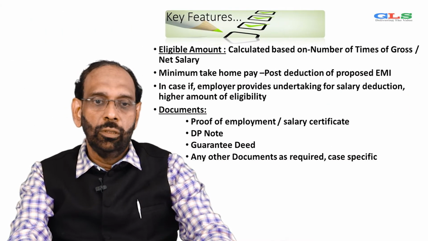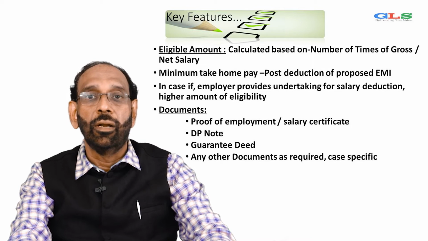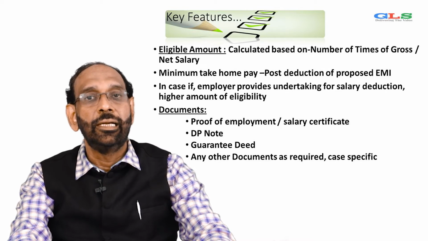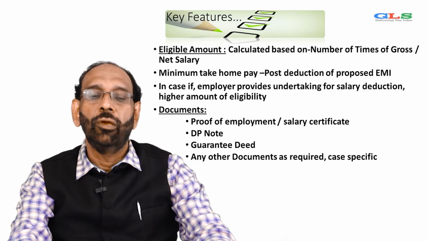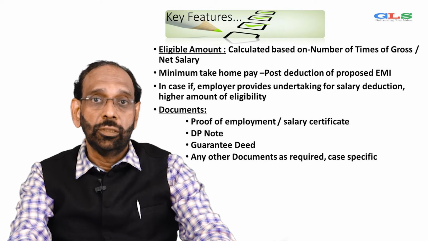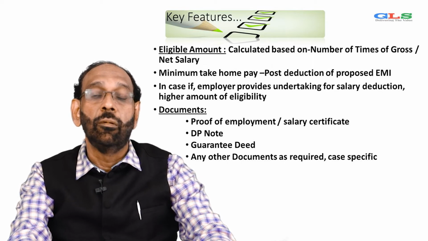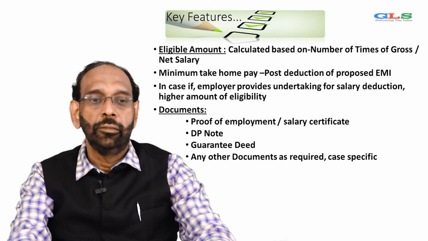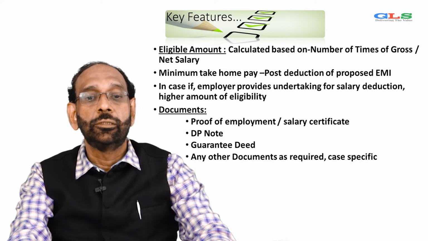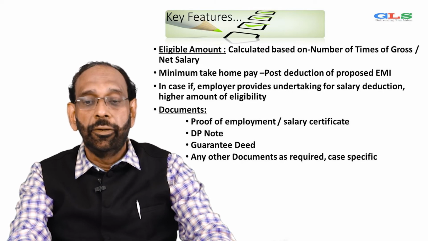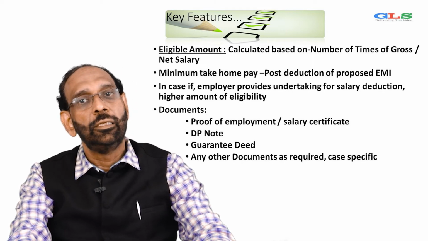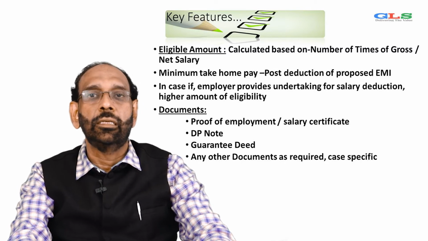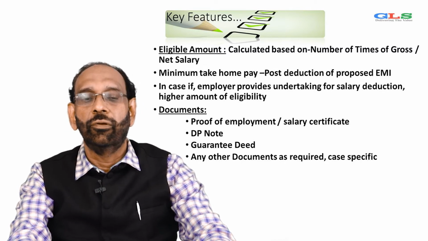Now, eligible amount. The calculation is based on number of times the gross or net salary of the person to whom we are lending money. And of course, certain things like the minimum take-home salary also need to be taken into consideration, because post that there could be a deduction of EMI which he should be able to bear. And in case the employees provide an undertaking for salary deduction, a higher amount of eligibility can be considered, because in that case there is always safety of recovery of the money.